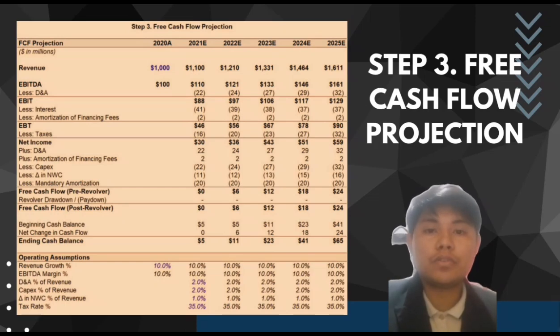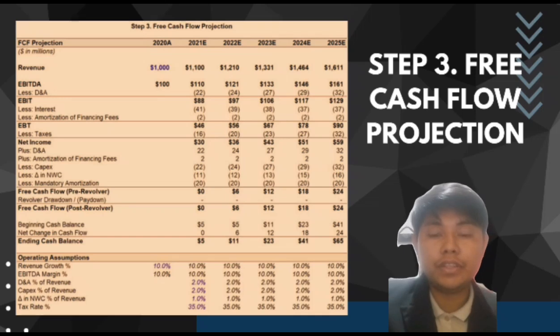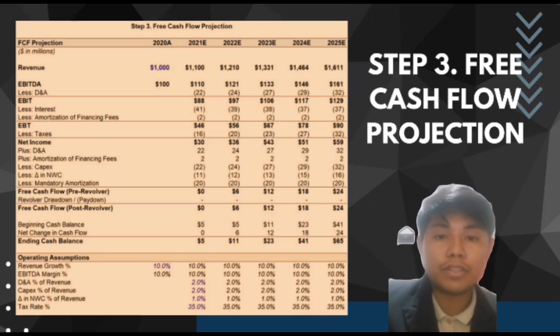Here are the steps on how to solve the free cash flow. Step 1, project the revenue. Start with the current revenue and apply a growth rate each year. Example, 1,000 million times 1.10 is equal to 1,100 million. Next is calculate the EBITDA. EBITDA equals revenue times EBITDA margin, 10%. Step 3 is calculate EBIT. The EBIT equals EBITDA minus depreciation, 2% of revenue.